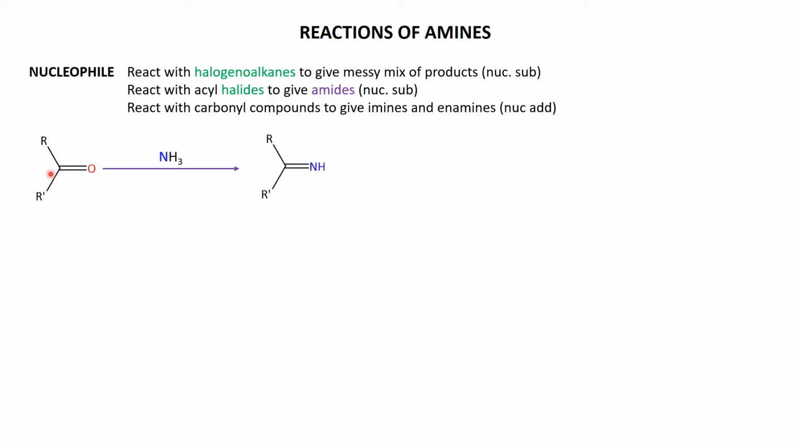So here's our typical carbonyl compound reacting with ammonia, which gives us an imine. We can get the same type of reaction if instead of using ammonia, we use a primary amine. Okay, so again, we see an imine down here, that carbon-nitrogen double bond.